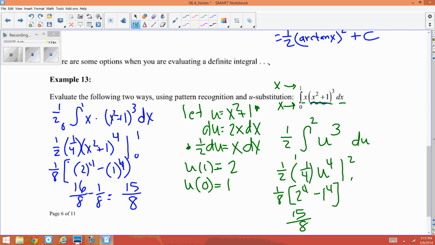So both of these are pretty neat ways. I don't care which one you use, but you have to be able to at least complete one way consistently. All right, so we're going to finish up with a little bit of review here.